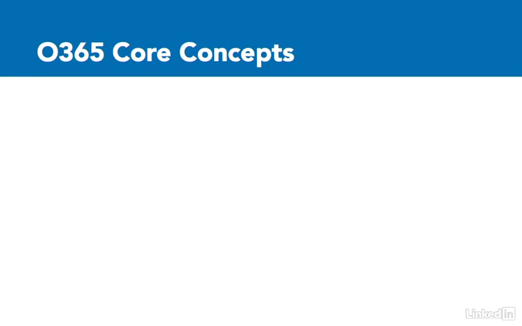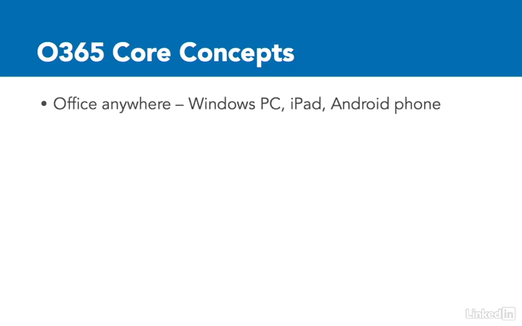Now, I also mentioned a moment ago that you get a local install of Office, and how many can be dependent on the plan. But if we're talking about what we'll sign up for in this course, which is an Office 365 Pro Plus subscription, it lets you use Office on up to 5 devices. So the concept here with Office 365 is that you're able to access Office anywhere on any device, whether it be a Windows PC, an iPad, or an Android phone.